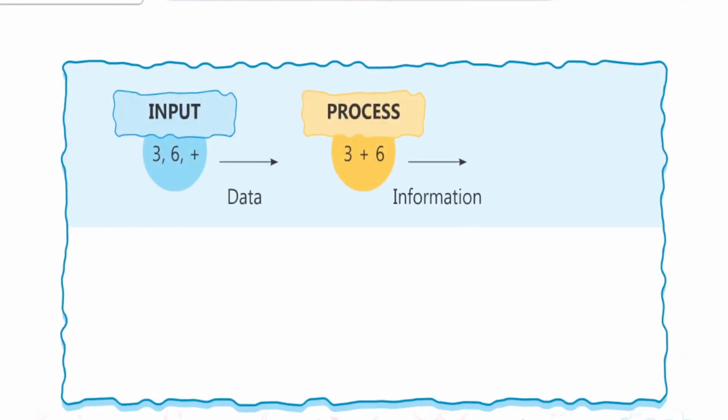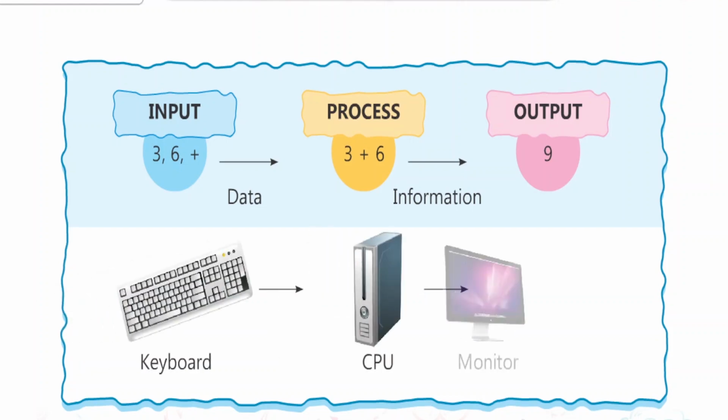Input, process, output. 3, 6, plus. 3 plus 6, 9. Data, information. Keyboard, CPU, monitor.